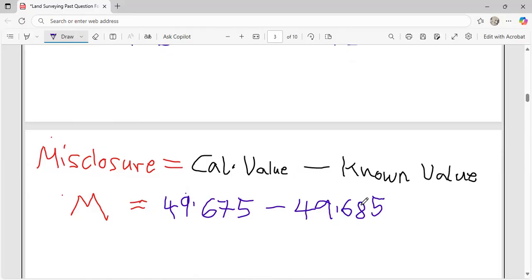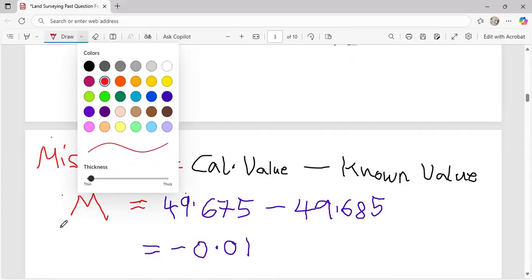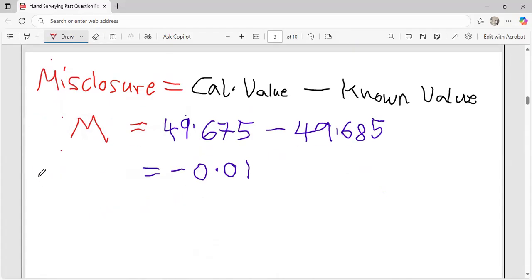If you do 49.675 minus 49.685, we're going to get what? Negative 0.01. This is going to give you an answer of minus 0.01. So you see the answer you are getting for our misclosure. Finally, we are getting our misclosure to be this. Good.